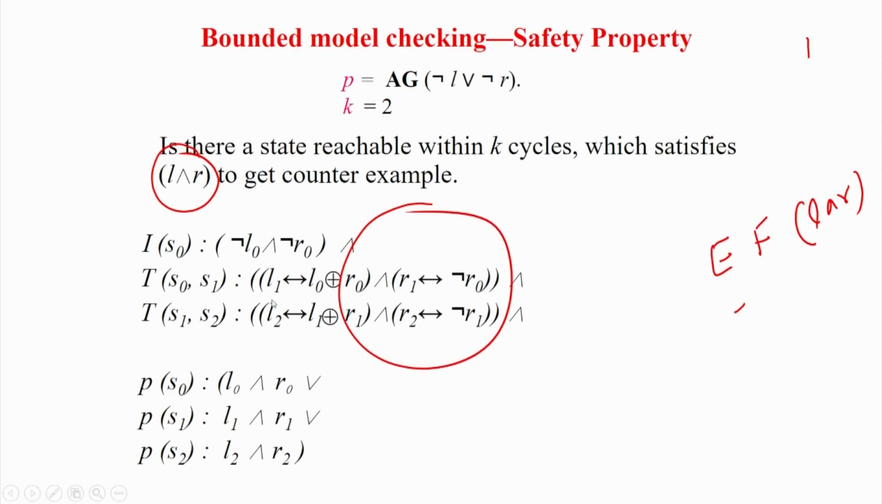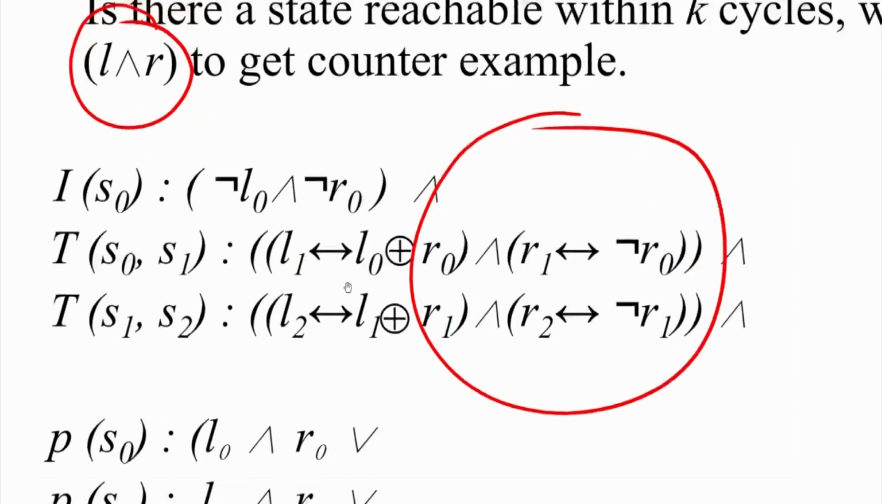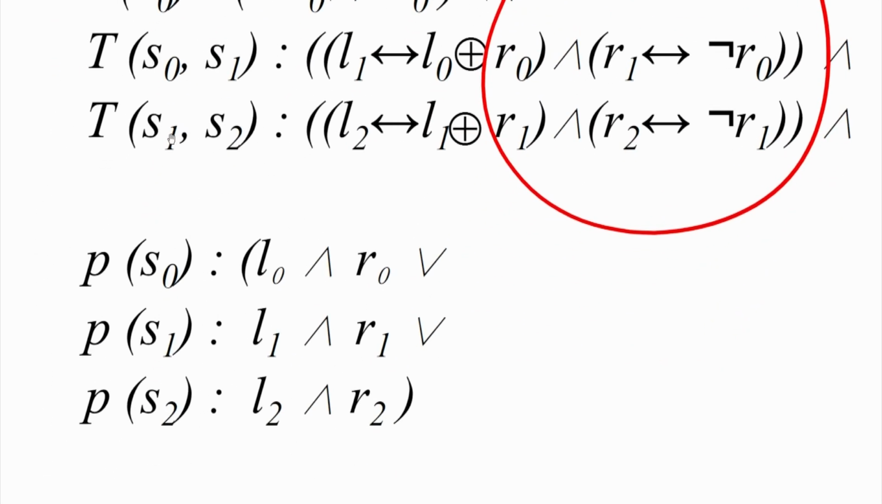Next, these are the two transitions modeling this; these are the two expressions, the transition relationship of these two transitions we have shown. Now we just need to see whether both L0 and R0 are 1, 1 in state S0. This formula is going to capture that fact.